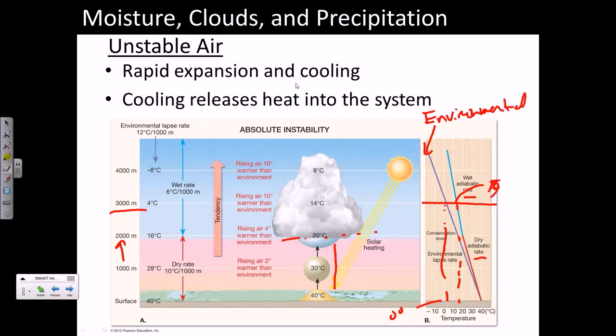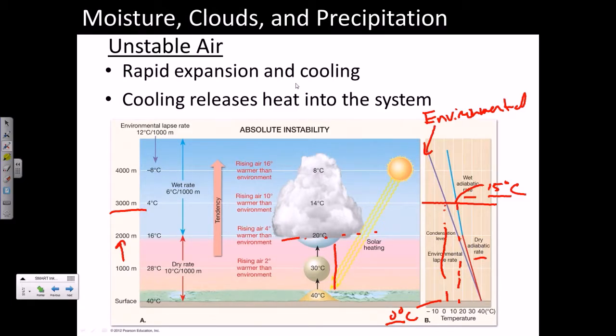So inside the parcel, the temperature is 15 degrees C. But outside the parcel, the temperature is 0 degrees. Whenever the parcel of air inside is warmer than the surrounding air, it's going to be less dense, and it's going to have a positive buoyancy. It's going to be rising up, and so you're going to get a lot of vertical motion caused by this positive buoyancy, and that tends to lead to unstable air conditions.